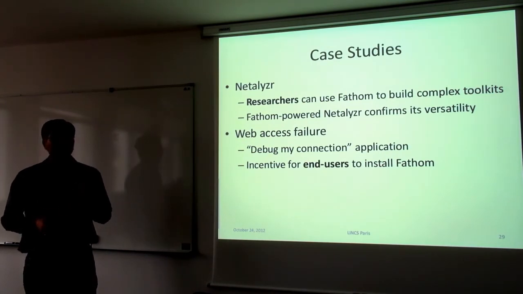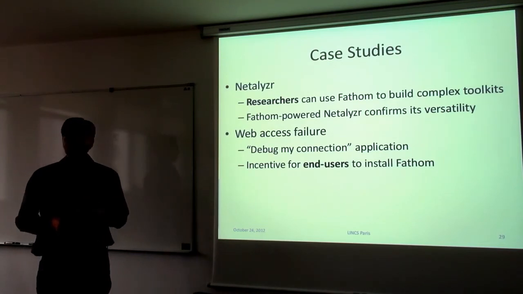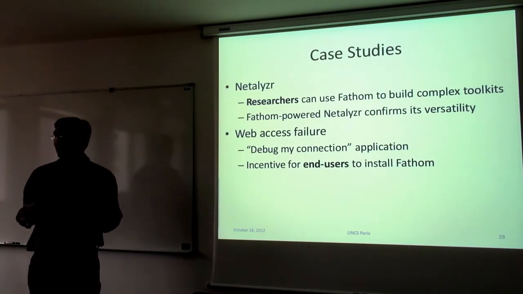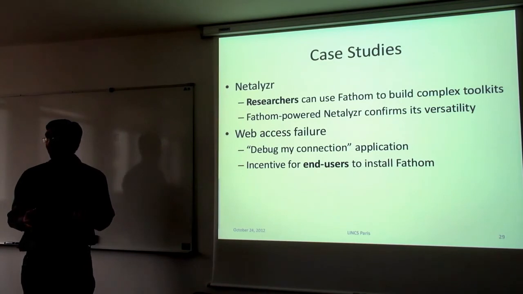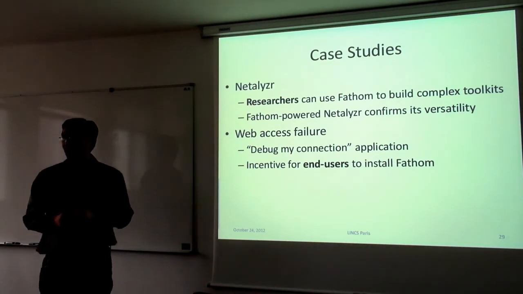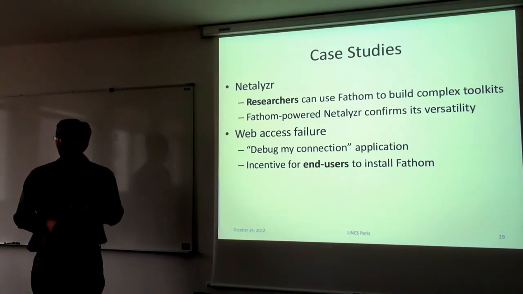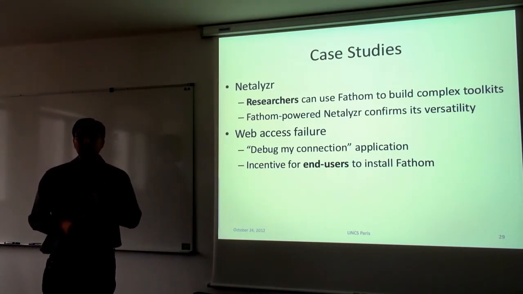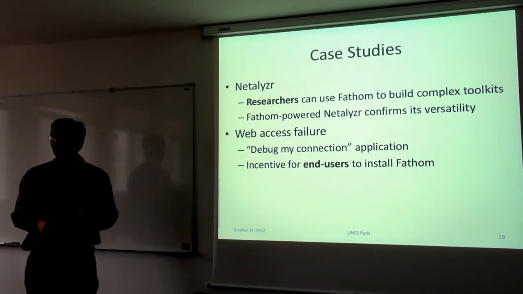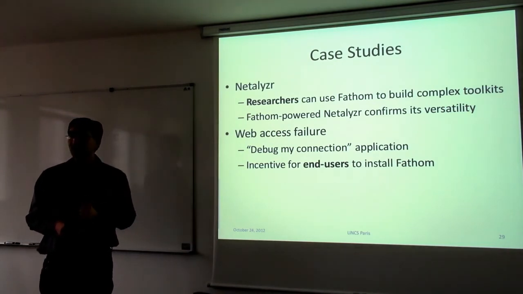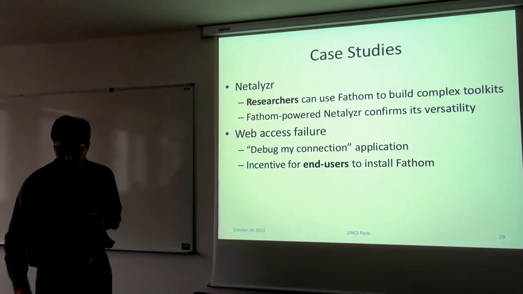Now, we observed that there are several network measurement toolkits which require network connectivity as a prerequisite. In the absence of network connectivity, these toolkits simply fail. So we built an application called Debug My Connection, which uses Fathom APIs and performs several passive and active measurements and informs the user whether he has network connectivity or not.